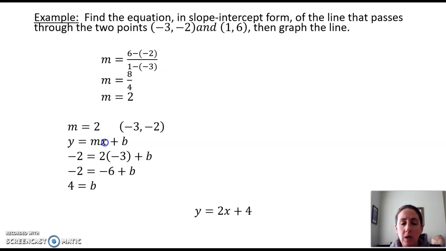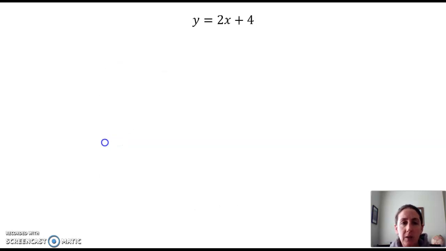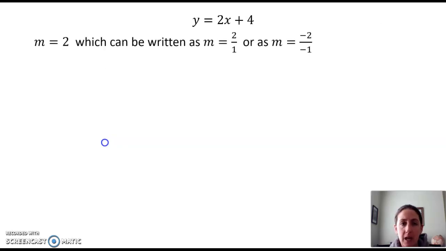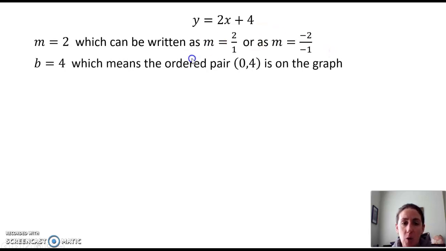So the next part we want to do is graph it. So when we look at our y equals 2x plus 4, the first thing we want to look at is m. m is 2, which can be written as 2 over 1, or it can be written as negative 2 over negative 1. If we write it this way, that means rise 2, or up 2, run 1, or go right 1. This means rise negative 2, which means go down 2, and run negative 1, which means go left 1. And then our b is 4, which means that the y-intercept is the ordered pair 0, 4.